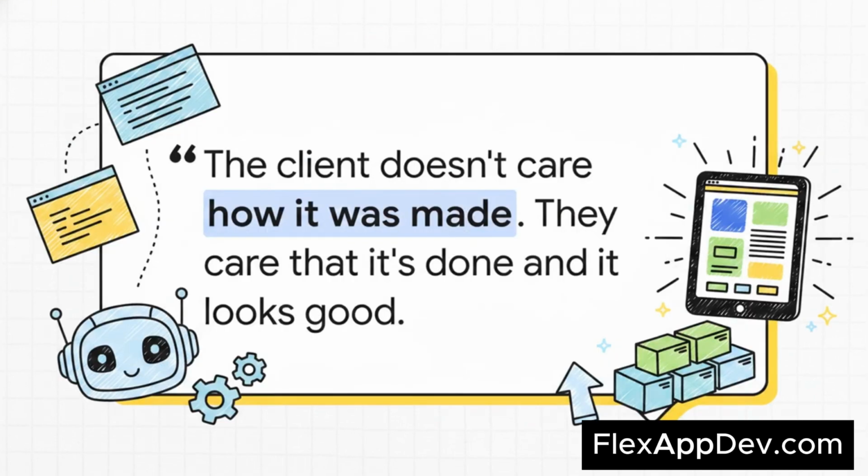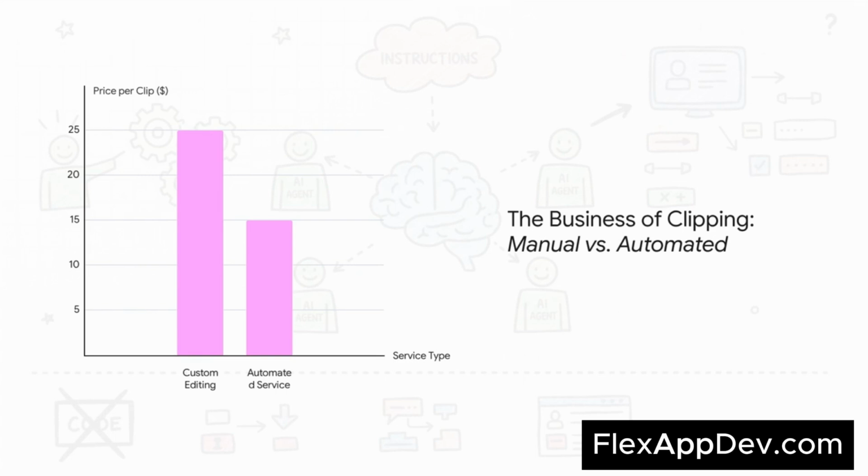And at the end of the day, this is what it all comes down to. Whether you're building this for yourself or for a client, the focus is on the result. The magic is how efficient it is, but the value is in the high-quality stuff that looks great and gets delivered like clockwork. And yeah, there is a real business opportunity here. Manual, custom editing for shorts can run you about $25 a clip. But with a system like this, you could easily offer an automated clipping service for, say, $10 to $20 per short, creating a scalable, profitable business with almost no overhead.